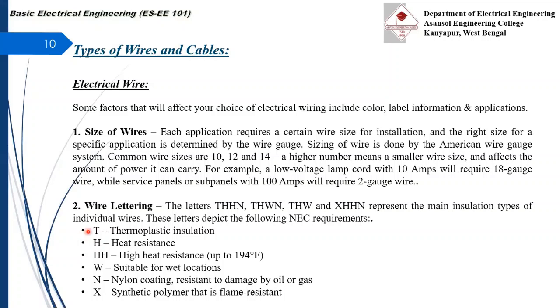Next is T, that is thermoplastic insulation. H is heat resistance. Double H means high heat resistance up to 194 Fahrenheit. Next, W, suitable for wet locations, that means for rainy locations. Next, N, nylon coating, resistant to damage by oil or gas. Next, X, that means it is made up of synthetic polymer that is flame resistant, that is fireproof.